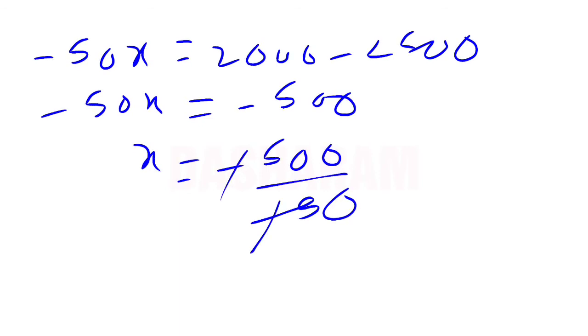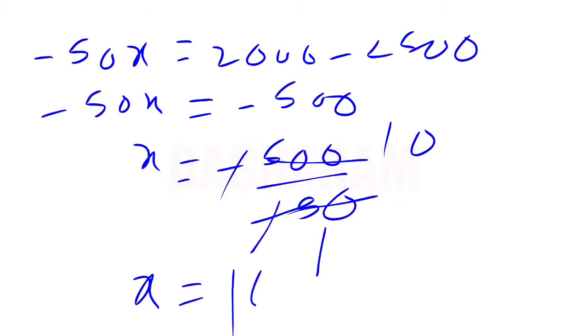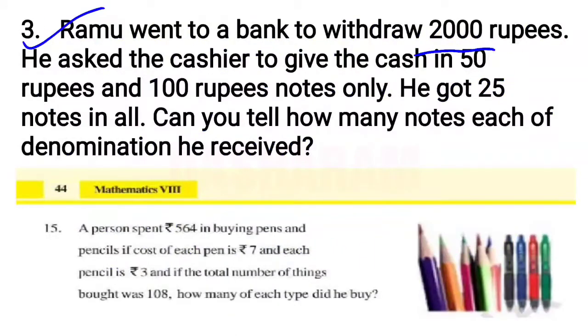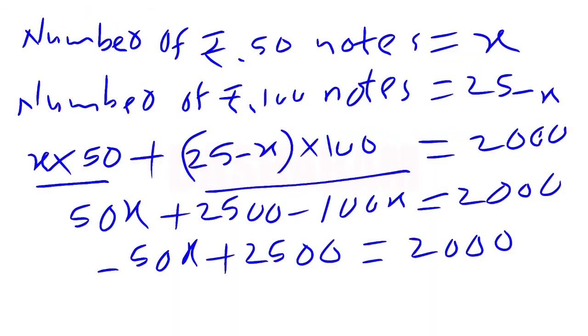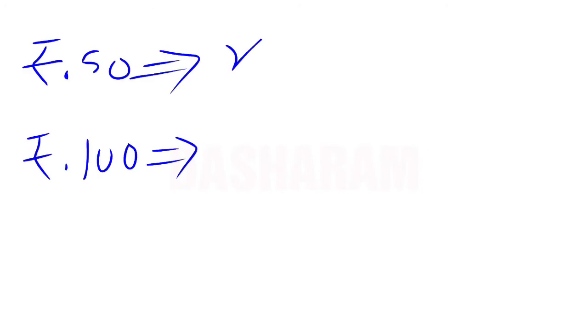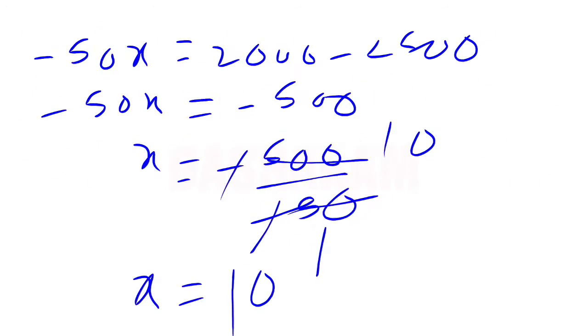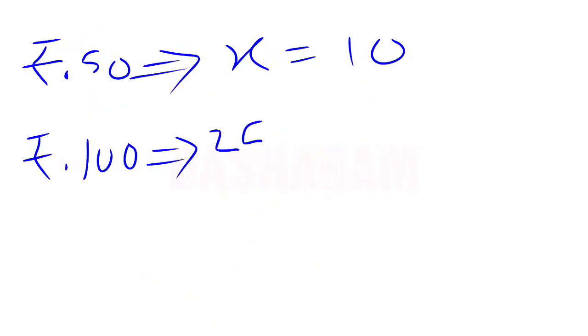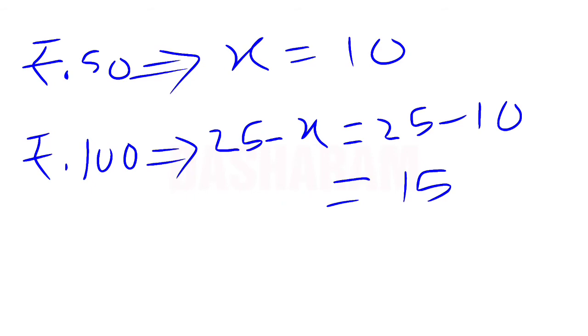Here minus minus cancel, 50 ones are 50, tens are. So x equals 10. In the question, what he is asking is, can you tell how many notes of each denomination he received? So here 50 rupee notes are x, and x equals 10. And 100 rupee notes are 25 minus x. So 25 minus 10 is 15.